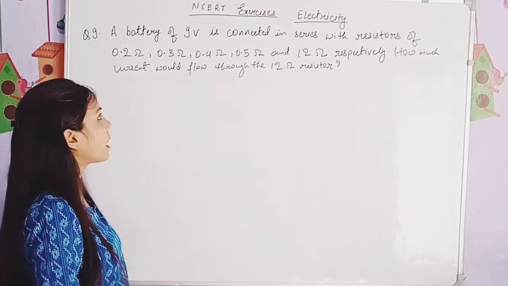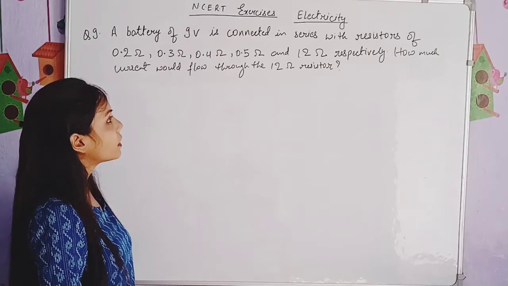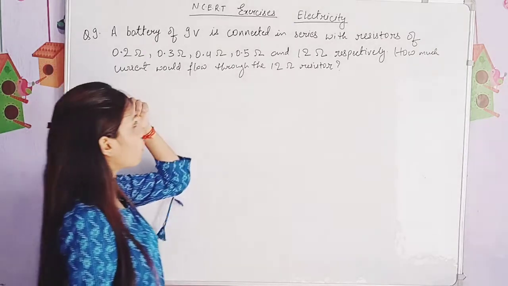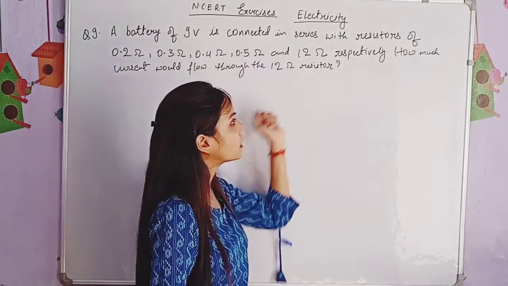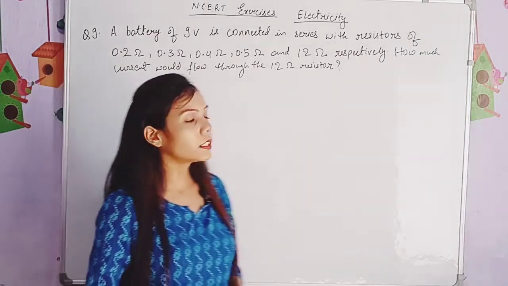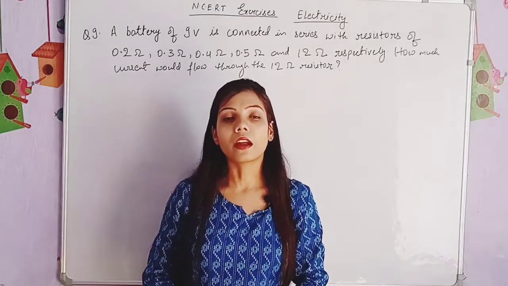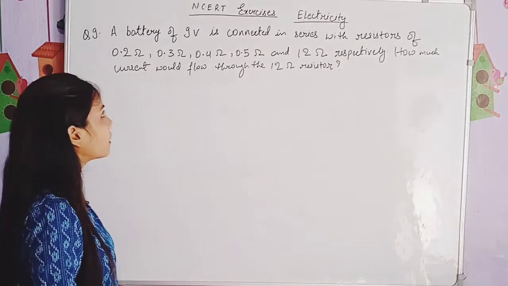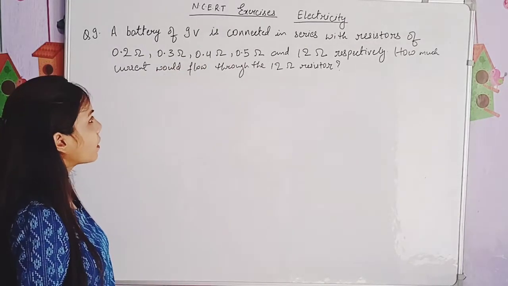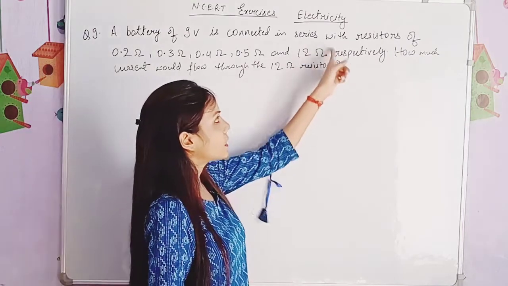So here is question number 9, and it says a battery of 9 volt is connected in series with resistors of 0.2 ohm, 0.3 ohm, 0.4 ohm, 0.5 ohm and 12 ohm respectively. How much current would flow through the 12 ohm resistor? So in this question we are given some resistance values, and all these resistances are connected with a 9 volt battery supply. We have to find out the amount of current which is flowing through the 12 ohm resistor.